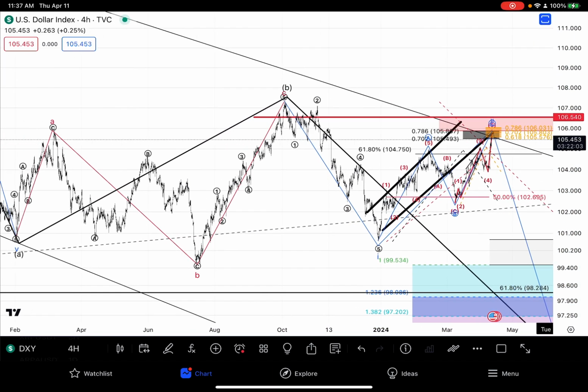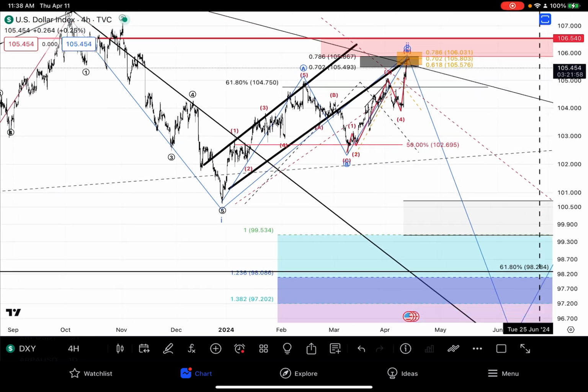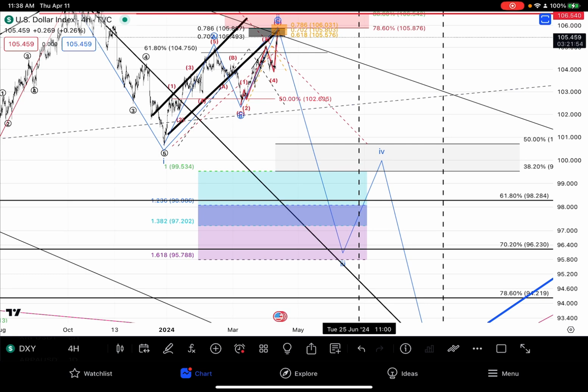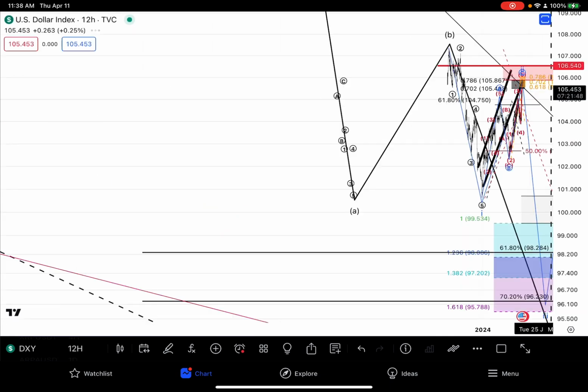I just see a leading diagonal in the form of an ABC correction before we have a waterfall move to the downside, which would spark a huge run with risk assets. Okay, I would like to call it a blow off top before we have a nasty crash.